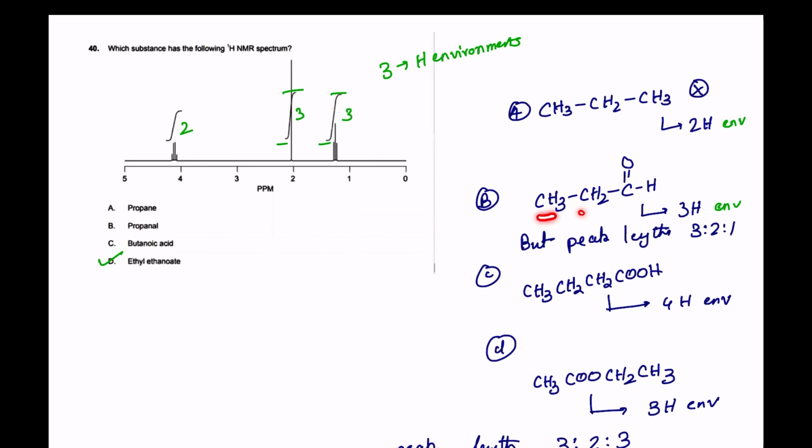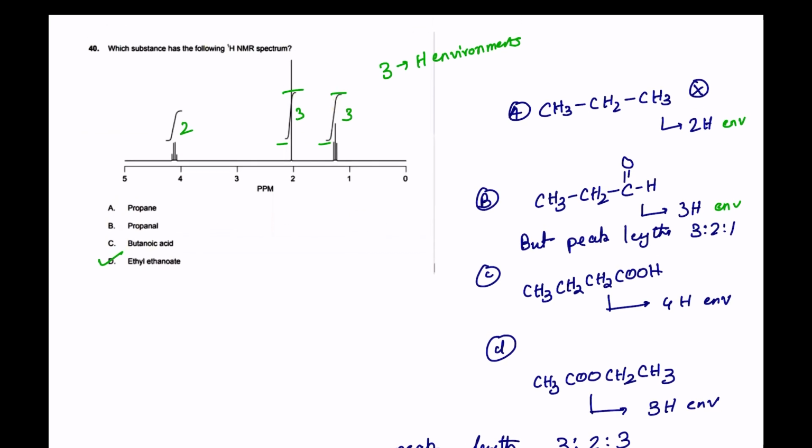In the second one, we actually have 3 hydrogen environments. This hydrogen, this and this, all of these 3 are in different environments. But if we check the peak lengths, there would be 3 hydrogens here, 2 hydrogens here, so 3:2, and there is 1. So 3:2:1. This is not what we are looking for. It has 3 hydrogen environments, but we want 3:3:2, not 3:2:1.